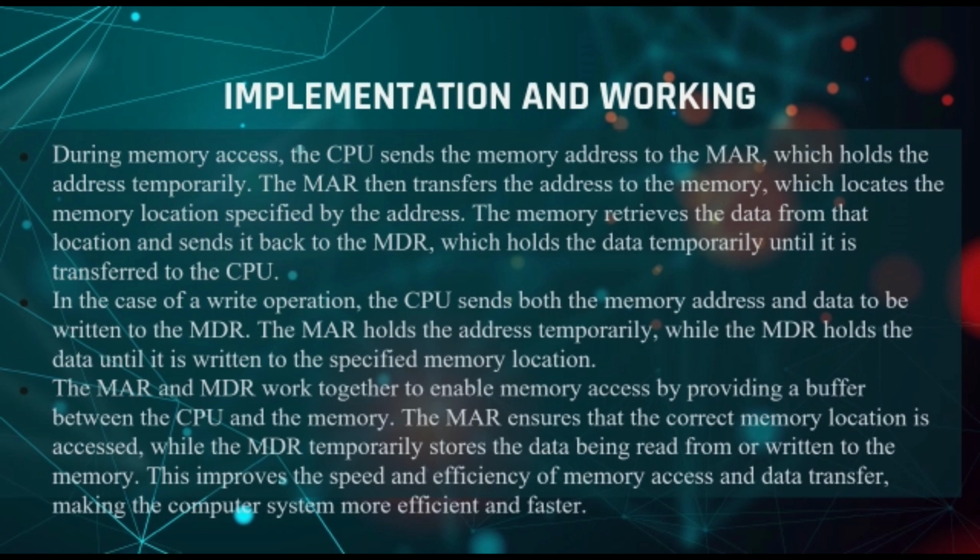In the case of a write operation, the CPU sends both the memory address and the data to be written to the MDR. The MAR holds the address temporarily, while the MDR holds the data until it is written to the specified memory location. The MAR and MDR work together to enable memory access by providing a buffer between the CPU and the memory. The MAR ensures that the correct memory location is accessed, while the MDR temporarily stores the data when read from or written to the memory. This improves the speed and efficiency of memory access and data transfer, making the computer system more efficient and faster.